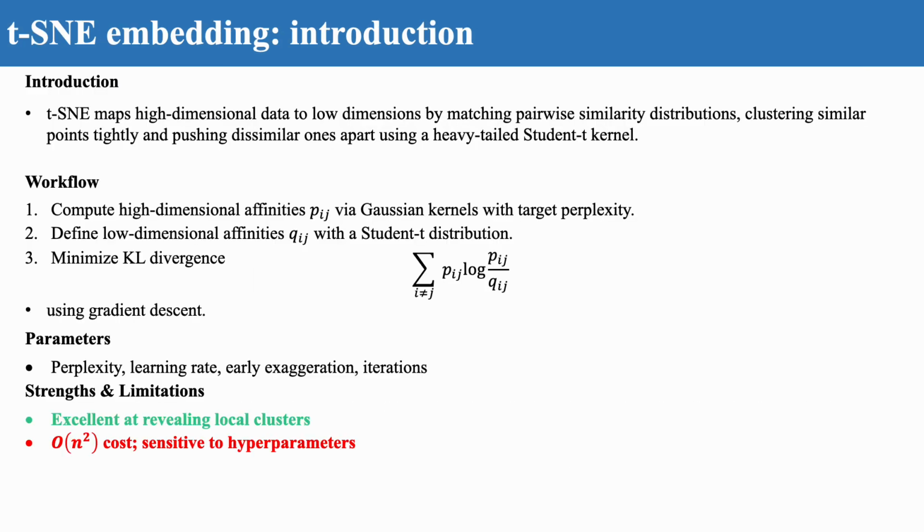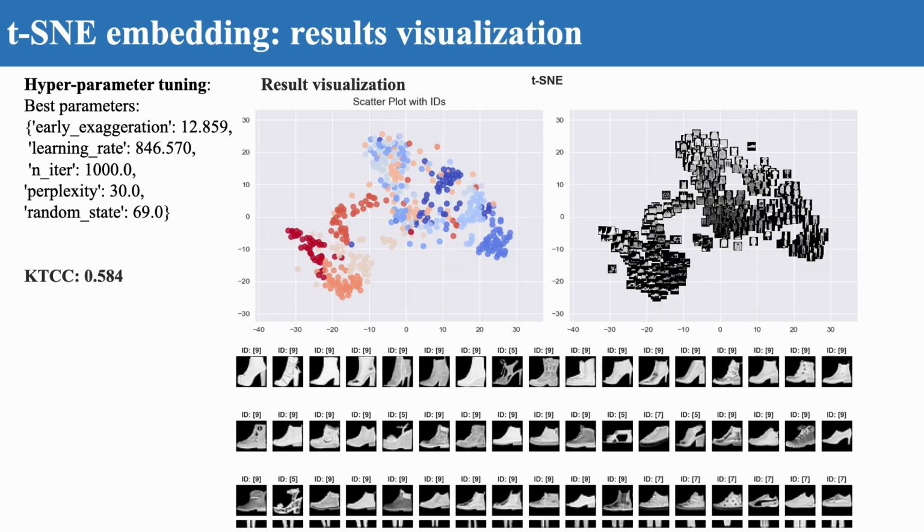Then, we tried t-SNE, which is a popular method that excels at capturing local neighborhood relationships and forming tight clusters. It maps high-dimensional affinities to low dimensions by matching similarity distributions. Despite the cost of hyperparameter tuning, t-SNE achieved a Kendall's tau of 0.58, showing excellent local clustering but still poor global rankings.